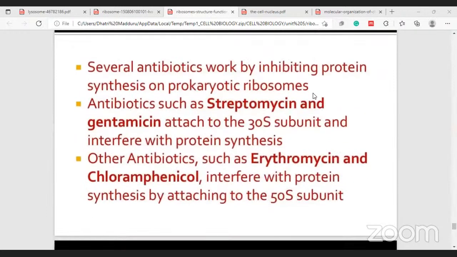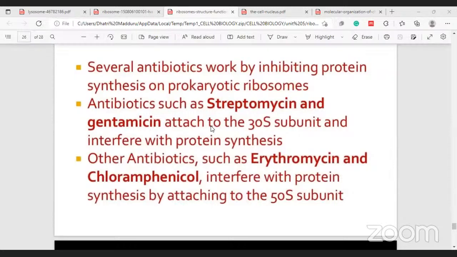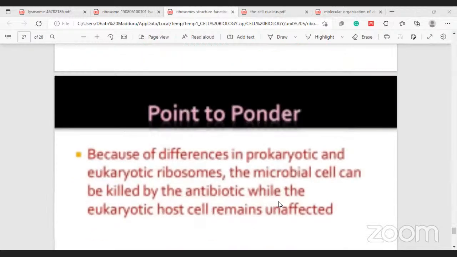So there are various antibiotics which can actually affect this translation process. Several antibiotics work by inhibiting protein synthesis on prokaryotic ribosomes, like streptomycin and gentamicin. They attach to the 30S ribosomes and interfere. And erythromycin and chloramphenicol interfere with protein synthesis by attacking the 50S ribosomes.